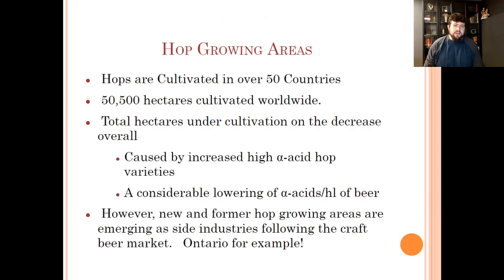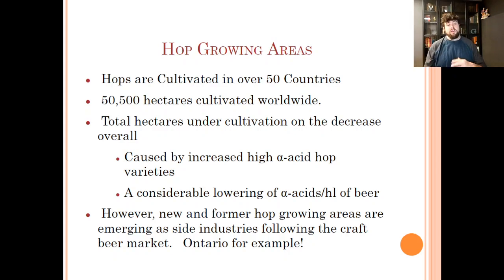Now, hops are cultivated in over 50 countries around the world. It's closer to about 60 right now. And there are now, and this has bounced back, about 50,000 hectares cultivated worldwide. Now, this recently was closer to 40,000 hectares. However, it's bounced back up. What had happened was that almost all hops grown around the world were historically mainly just bittering hops, the hops we're talking about today.